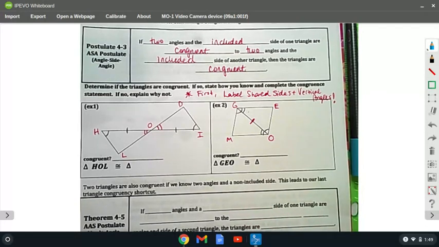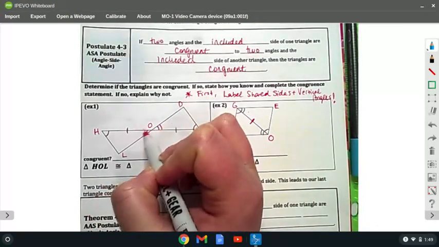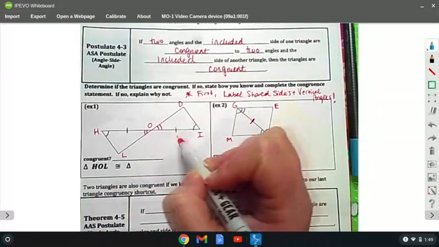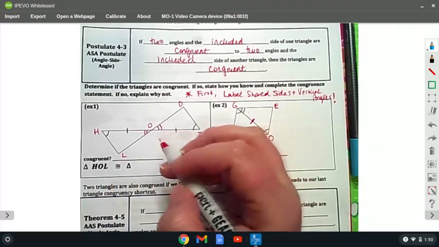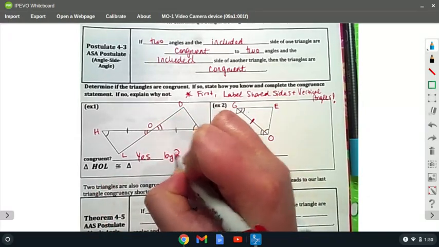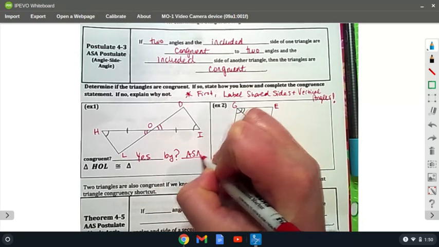All right. So now I can see here that this is an included side. It's between two angles. So I have angle, side, angle. If I look in this one, I have the same thing, angle, side, angle. So this is congruent. We always need to ask, what is it congruent by? It's congruent by angle, side, angle.